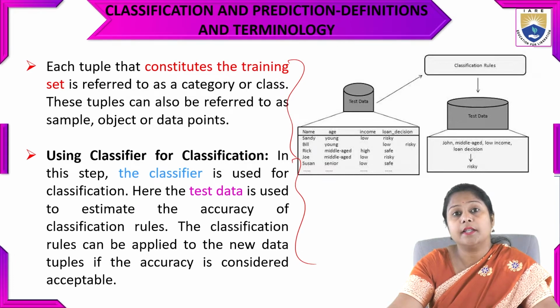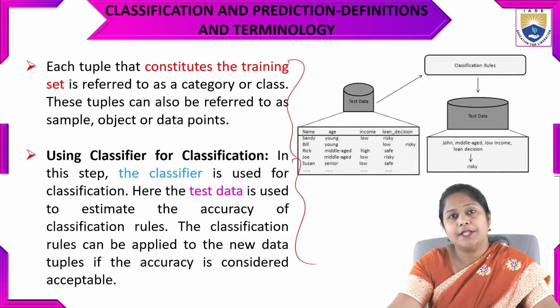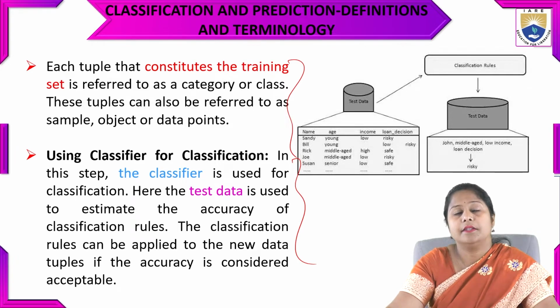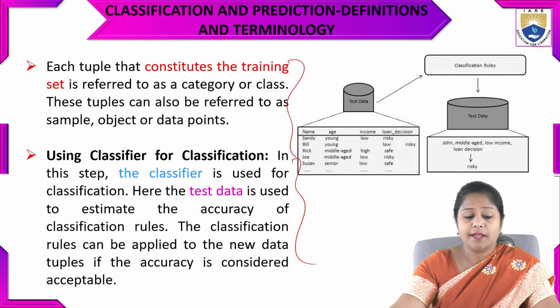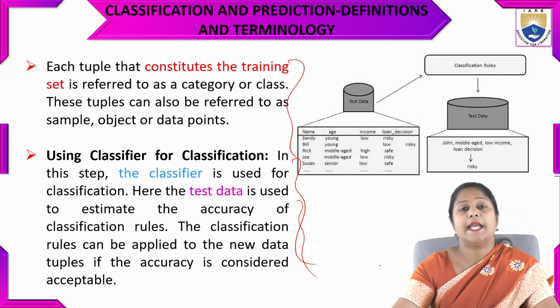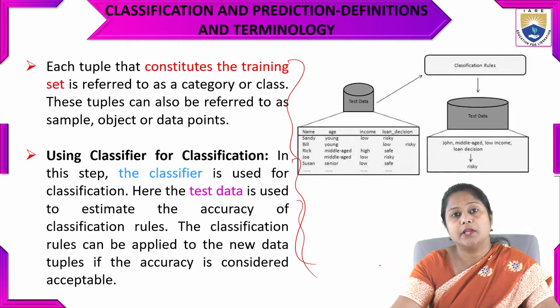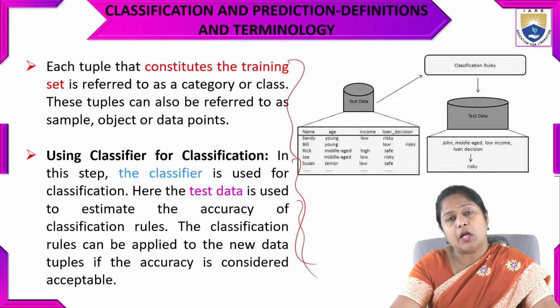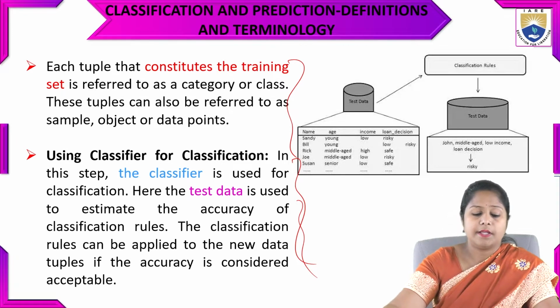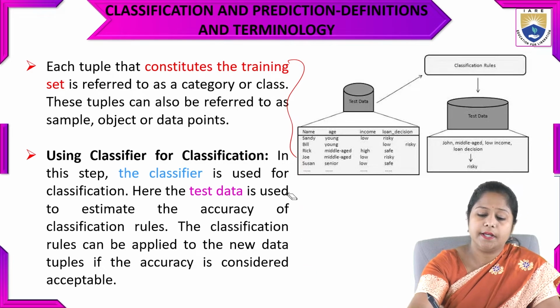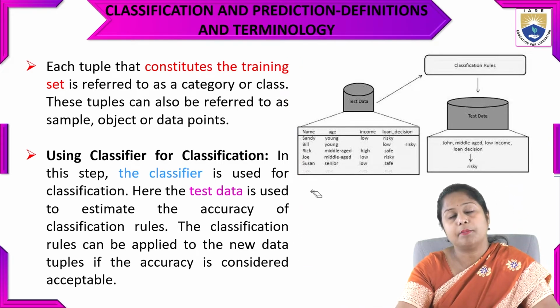Test data is nothing but unlabeled data. If new data is given for which we don't know the label, in which class it will go, the classifier will be used. So using the classifier, the data will be used as test data, and that will be used to estimate the accuracy of the classification rules. The classification rules can also be applied to new data tuples if the accuracy is considered acceptable. So like this the process will go on.